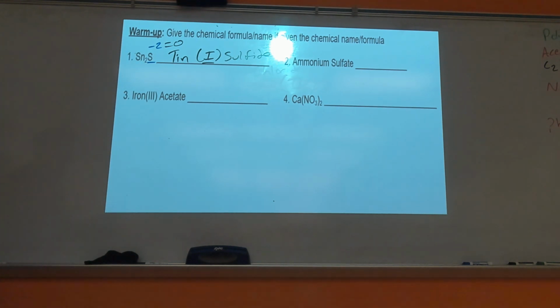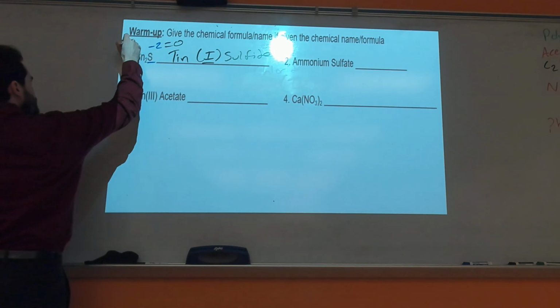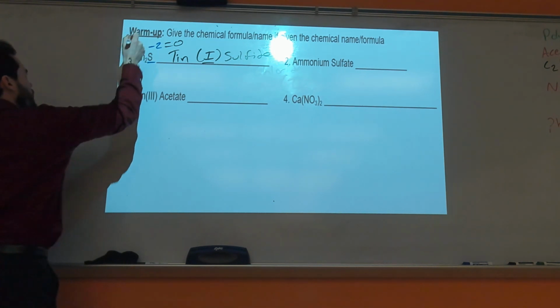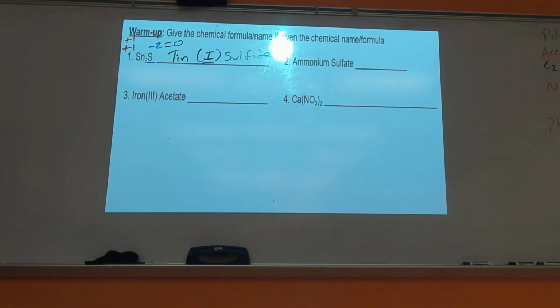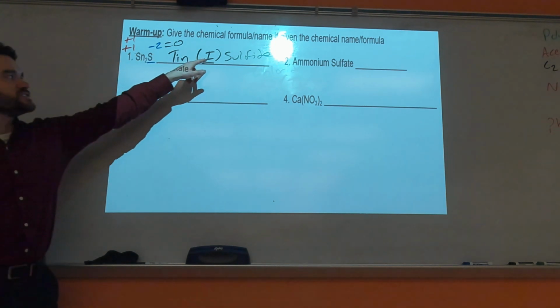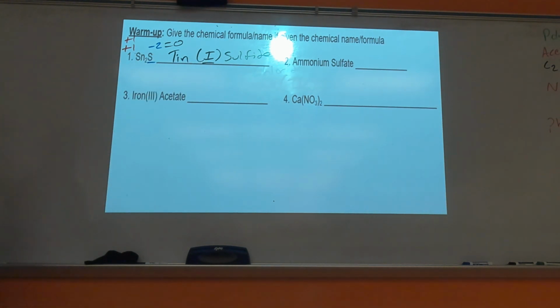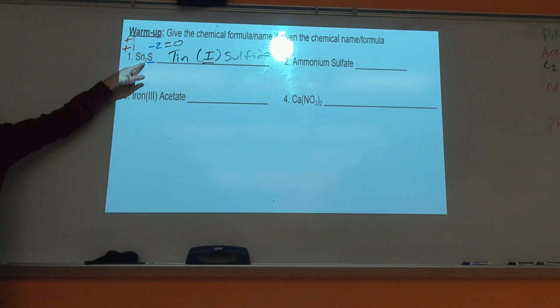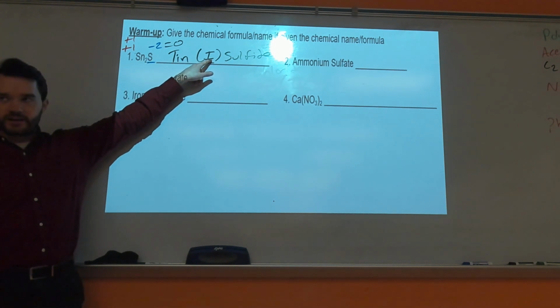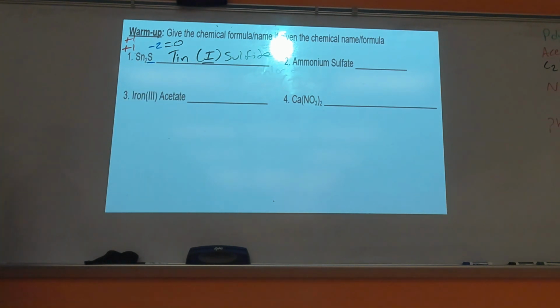That is why each individual tin needs to be a +1 charge. That's why it's tin(I), not tin(II). Another big mistake people make here is they see a 2 there, and they think, oh, I should put a 2 there. Okay, so make sure you make note of that.